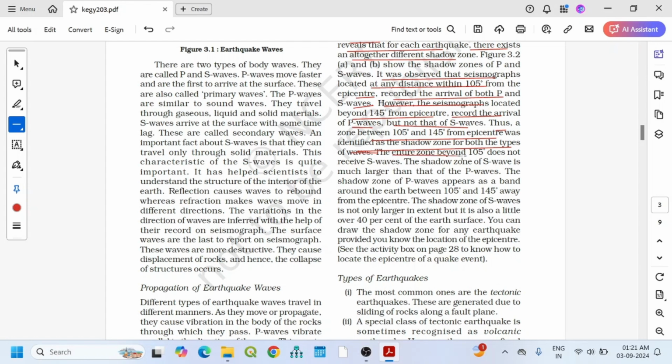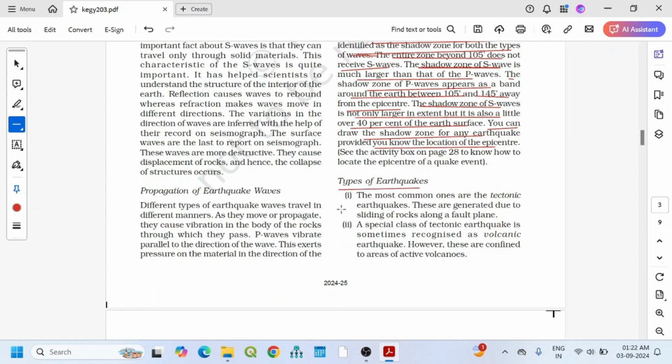So the entire zone beyond 105 degrees does not receive S waves. The shadow zone of S waves is much larger than that of P waves. The shadow zone of P waves appears as a band around the Earth between 105 and 145 degrees away from the epicenter. The shadow zone of S waves is not only larger in extent, but it also covers a little over 40% of the Earth's surface. We can draw the shadow zone for any earthquake provided you know the location of the epicenter.